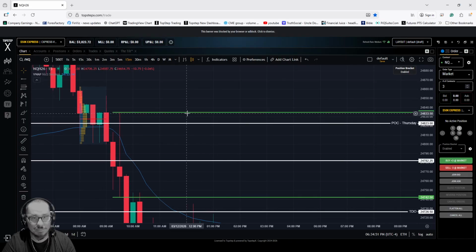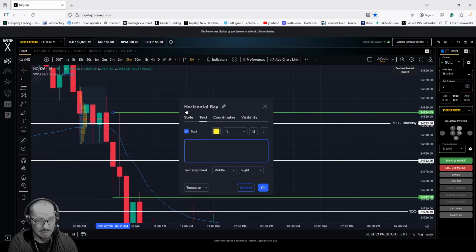And by the way, let me just mark this out because I haven't marked it out. So I'll put ORB top. I'm going to make the letters huge so you can see it. And this is the ORB bottom.